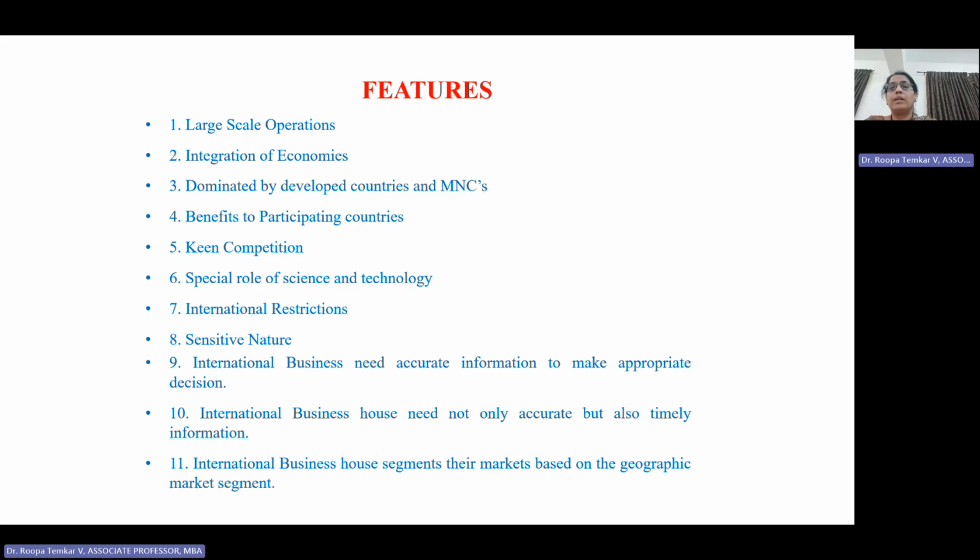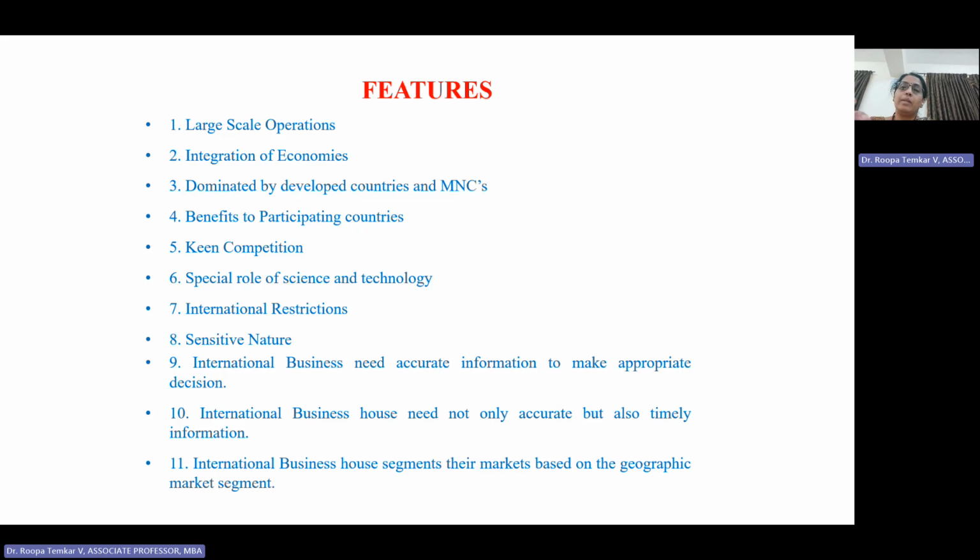Now let us try to understand the features of international business. The features include the first one, large scale operations, then integration of economies, then dominated by developed countries and MNCs. Usually, the presence of such business is controlled and monitored by MNCs, multinational companies, because they want to have their existence present in multiple countries. So that is why they are meant for that.